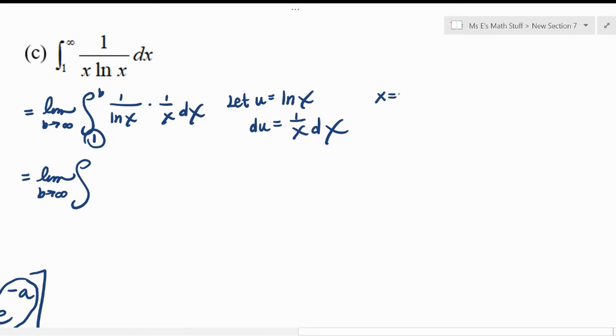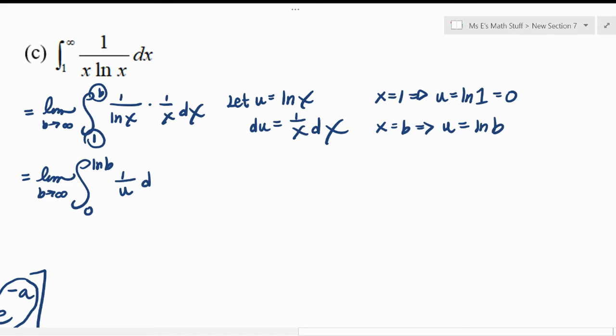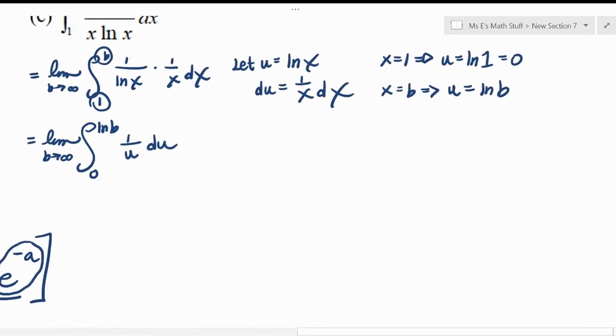If x is equal to 1, then u would be the natural log of 1, which is 0. So my new lower bound would be 0. And then my upper bound was b. If x was b, then u would equal the natural log of b. So my new upper bound is the natural log of b. And then the integrand could be replaced with 1 over u du.